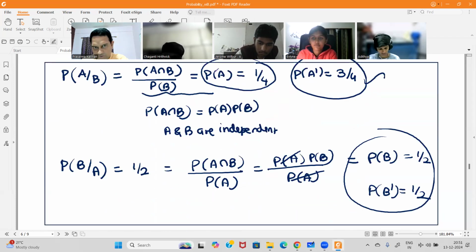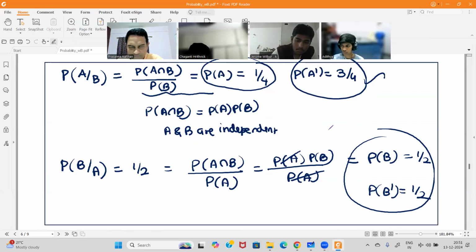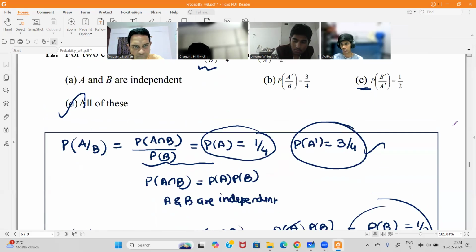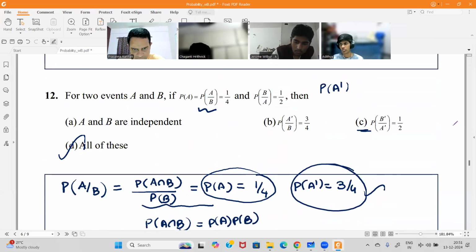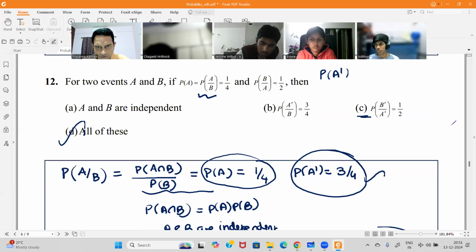So we are using the formula which we know for conditional probability. That's also okay. Or directly also you can express it the way I taught in the previous way. Whichever is comfortable for you, you can use. We'll move on now to the next.